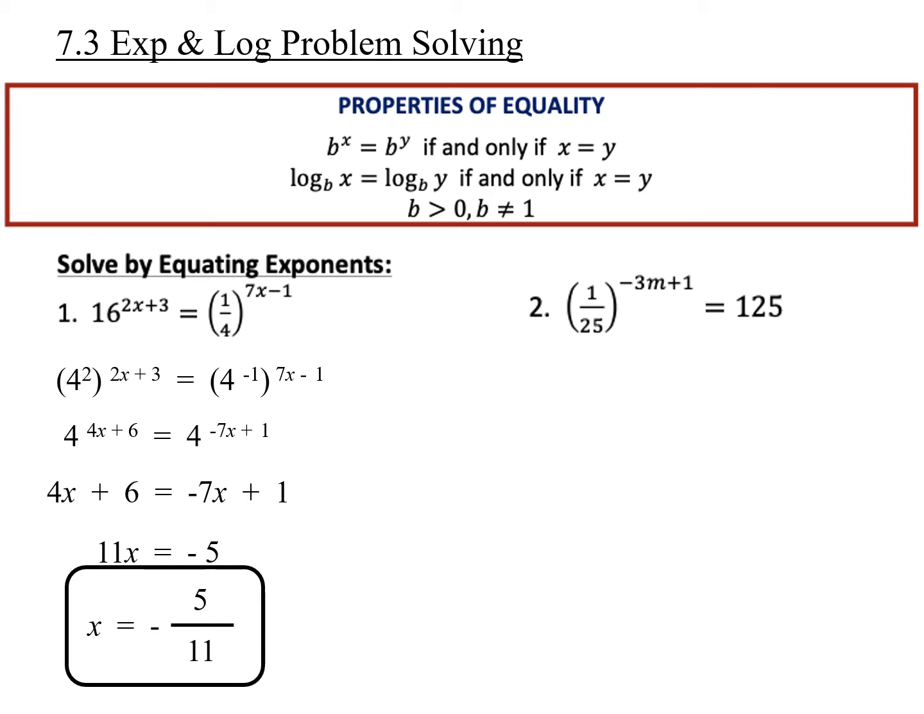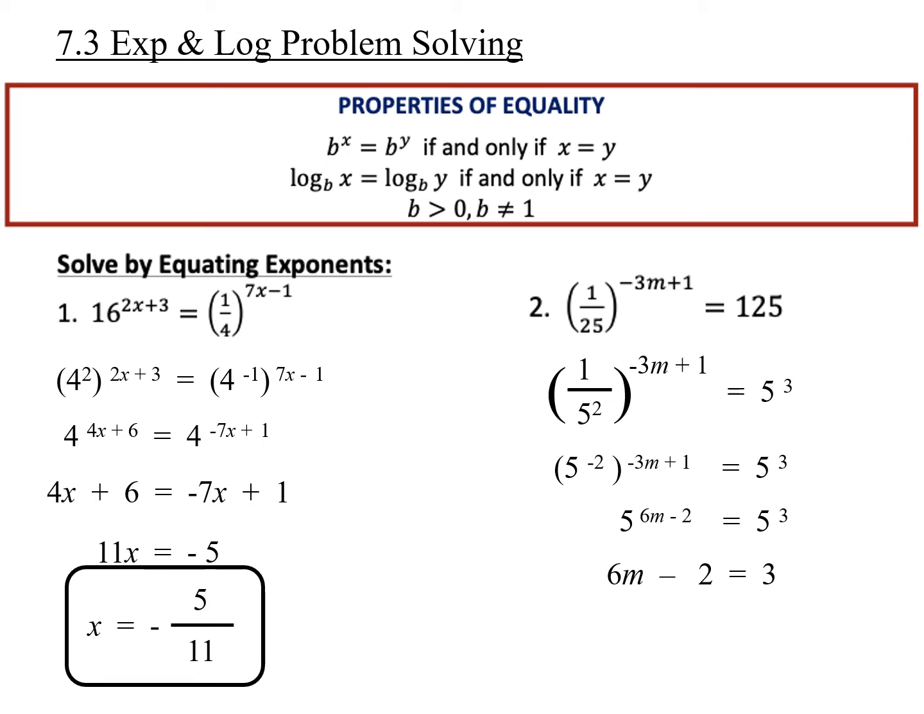Second one, let's take this one now. 25 and 125 I know are both powers of 5. So I'm going to write 25 as 5 squared, and 125 as 5 to the third. I'm going to say 5 to the second is the same as 5 to the negative 2. Then I'm going to multiply these exponents to get 5 to the 6m minus 2 equals 5 to the third, and then set 6m minus 2 equal to 3. Take the 2 over to get 5 and divide by 6 to get m is equal to 5/6.